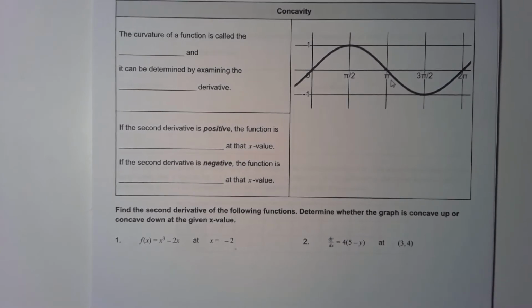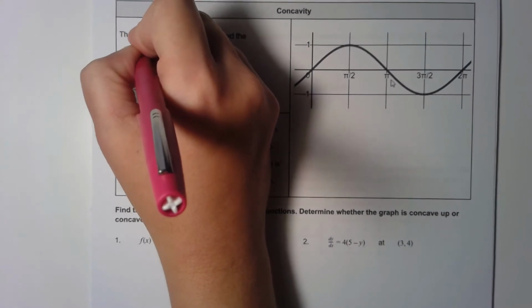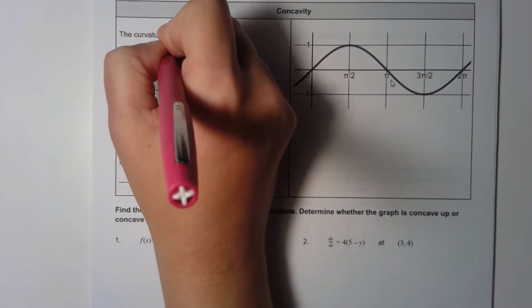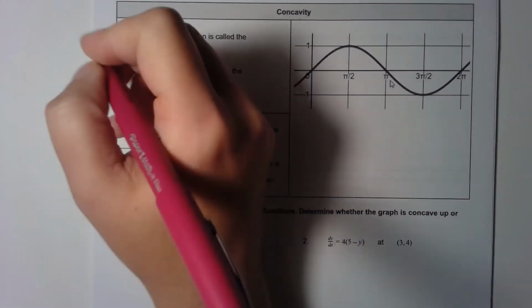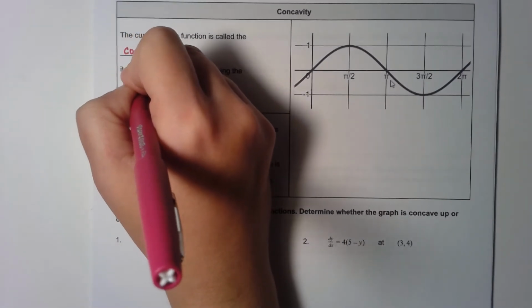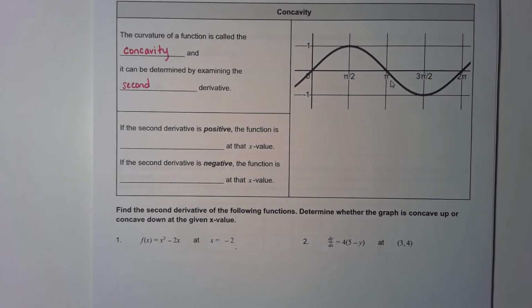The curvature of a function is called the concavity. So concavity is the math term for curvature, and it can be determined by examining the second derivative. If you'll remember, way back on the first lesson of this unit, we talked about how each order of the derivative tells us something different about the original function. The first derivative tells us the slope of the tangent line. The second derivative tells us the concavity. If the second derivative is positive, then the function is concave up at that value.